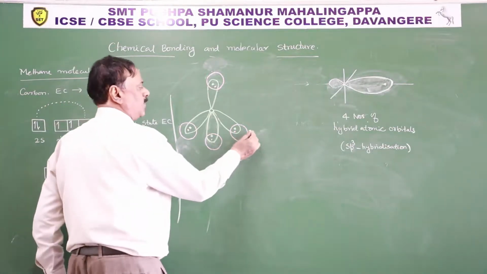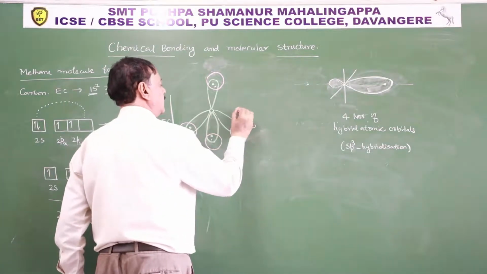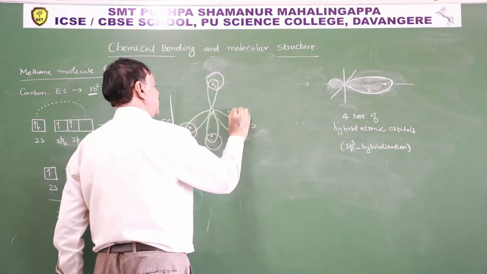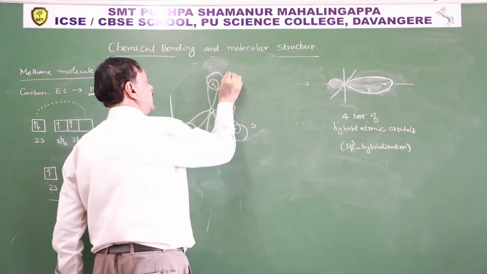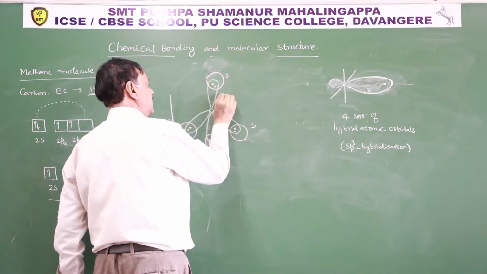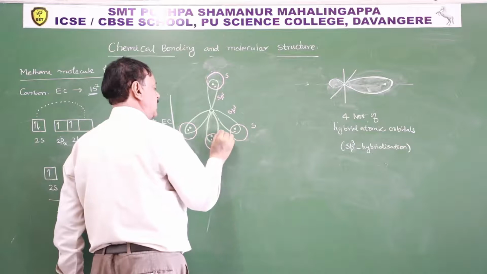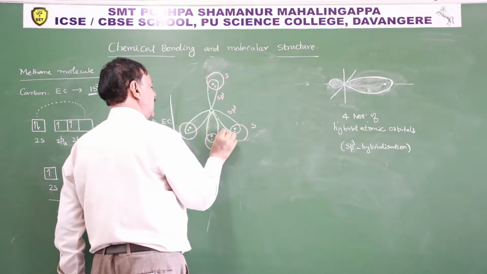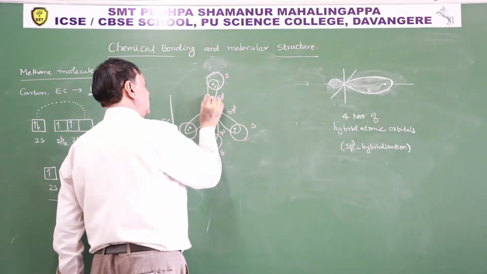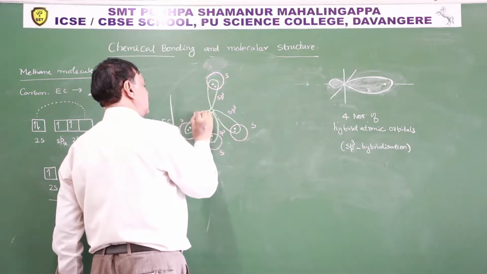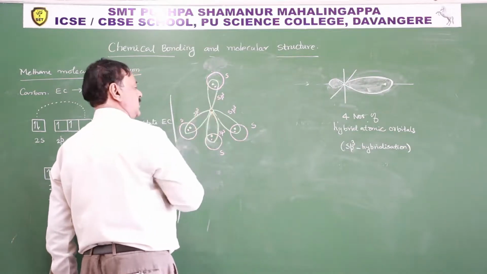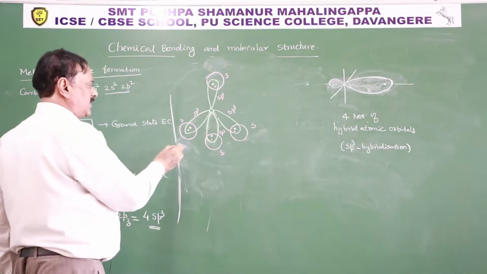Now this is the S atomic orbital. This is the sp3 hybrid atomic orbital. This is the S atomic orbital, and this is the sp3 hybrid atomic orbital. Now four covalent chemical bonds are formed.